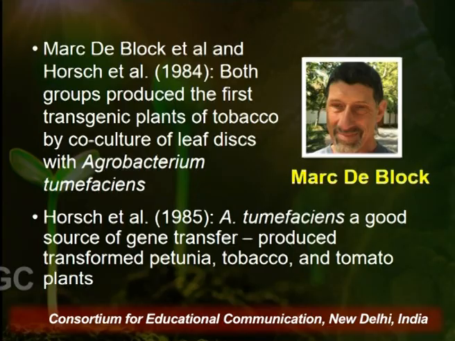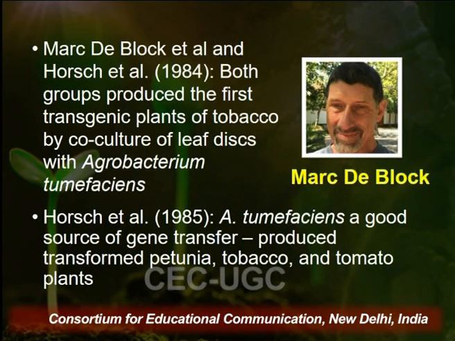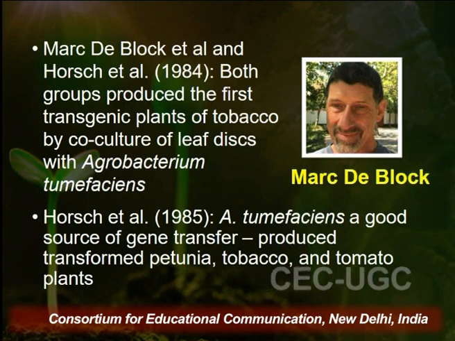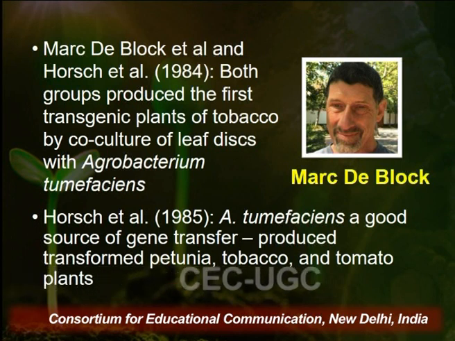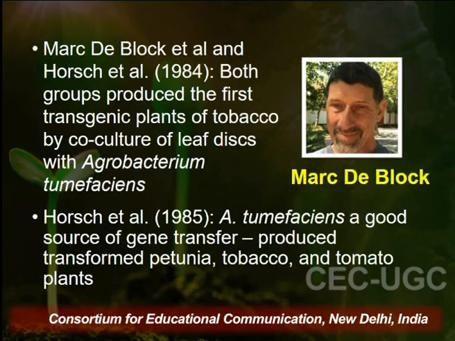Then Horsch et al. again in 1985 declared that this bacteria is a good source of gene transfer, and one can produce genetically modified plants, because he was successful in producing genetically modified plants from petunia, tobacco and tomato. So then this bacteria was established as a medium of gene transfer into the plants.